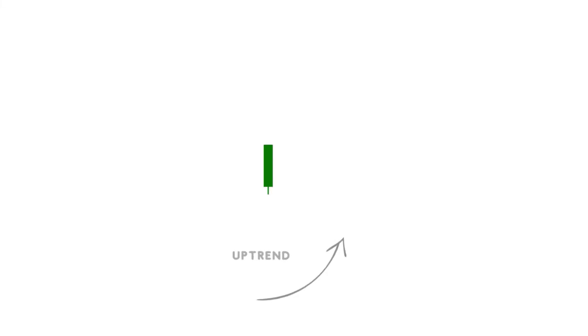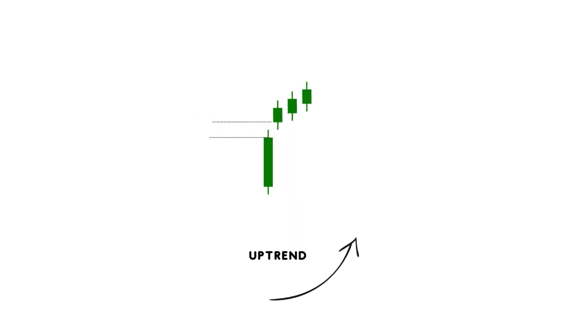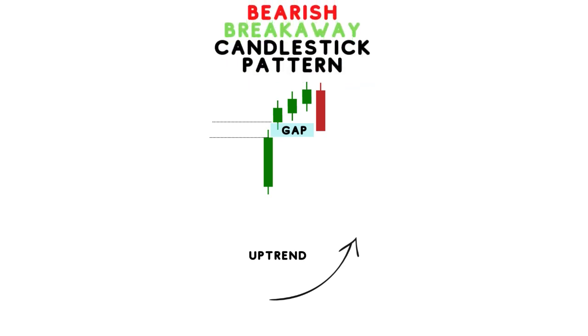In an uptrend, you'll first see a big bullish candle, followed by three small spinning tops. The second candle opens higher than the close of the first, creating a gap. Finally, the fifth candle will be a large bearish candle closing below the prior three candles and in the gap created by the first two candles. This is the bearish breakaway candlestick pattern.